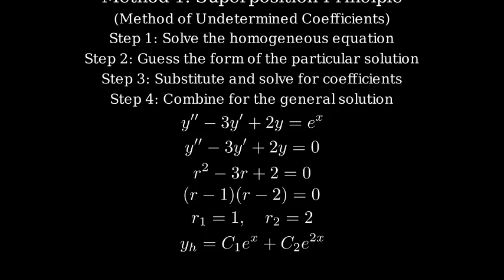Step 2. Now we need to guess the form of our particular solution. The non-homogeneous term is e^x. So normally we would guess y_p = a e^x. However, e^x is already part of our homogeneous solution, so we need to multiply by x to avoid overlap. Therefore, our guess is y_p = a x e^x.